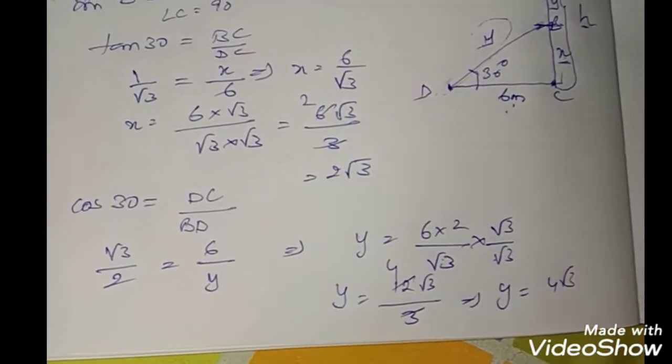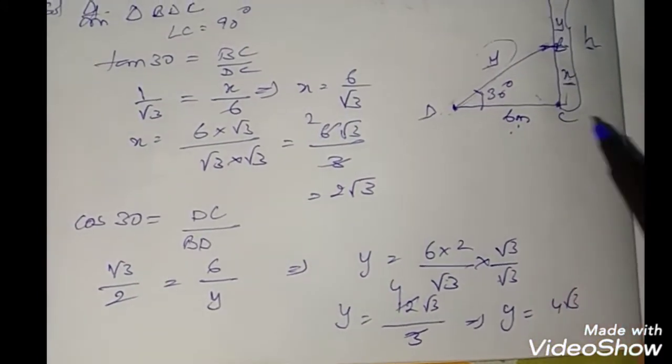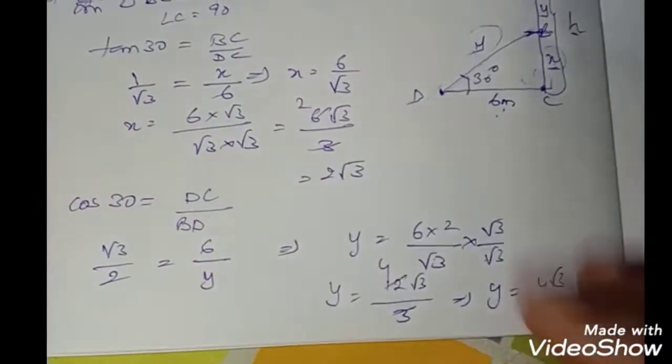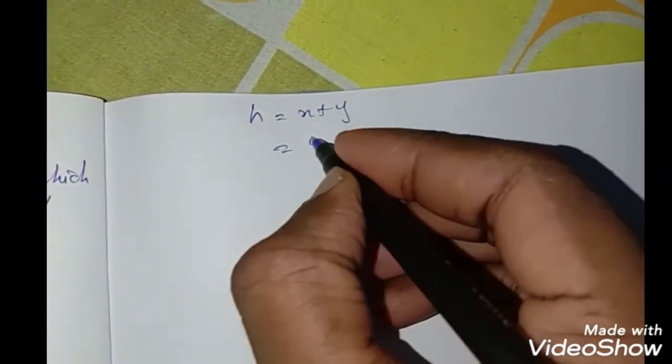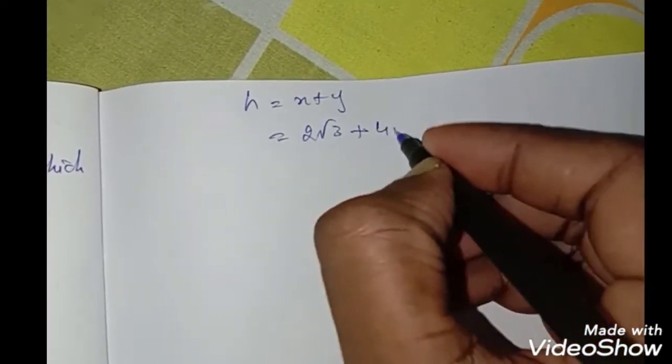After that you have to find the total length of the tree. The total length of the tree is nothing but the sum of X and Y. I can write this as H is equal to X plus Y, where X value is 2 root 3 and Y value is 4 root 3.